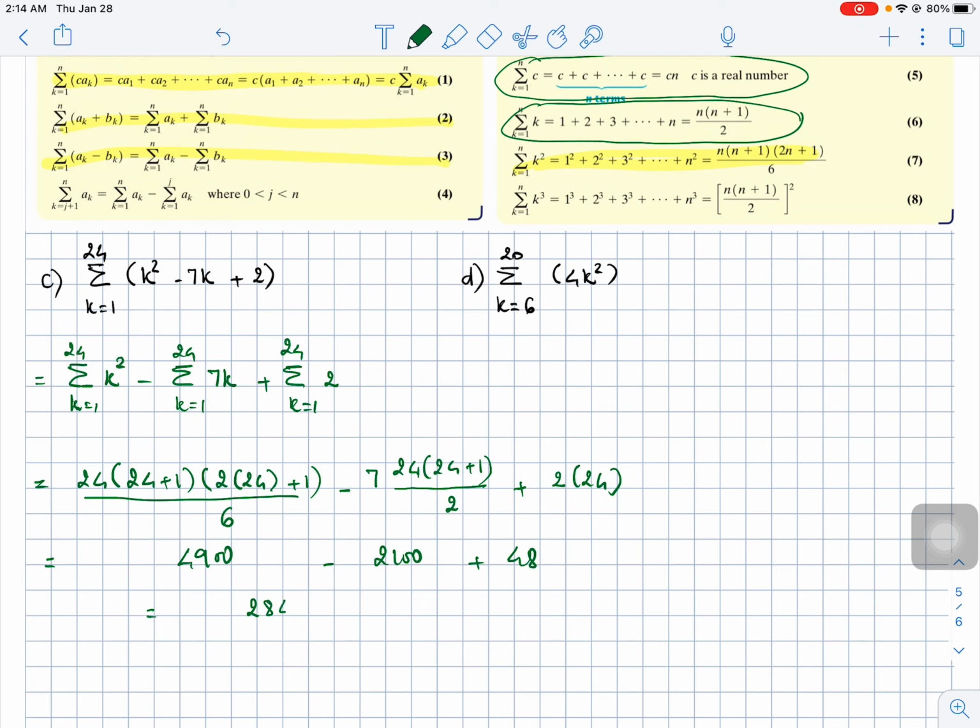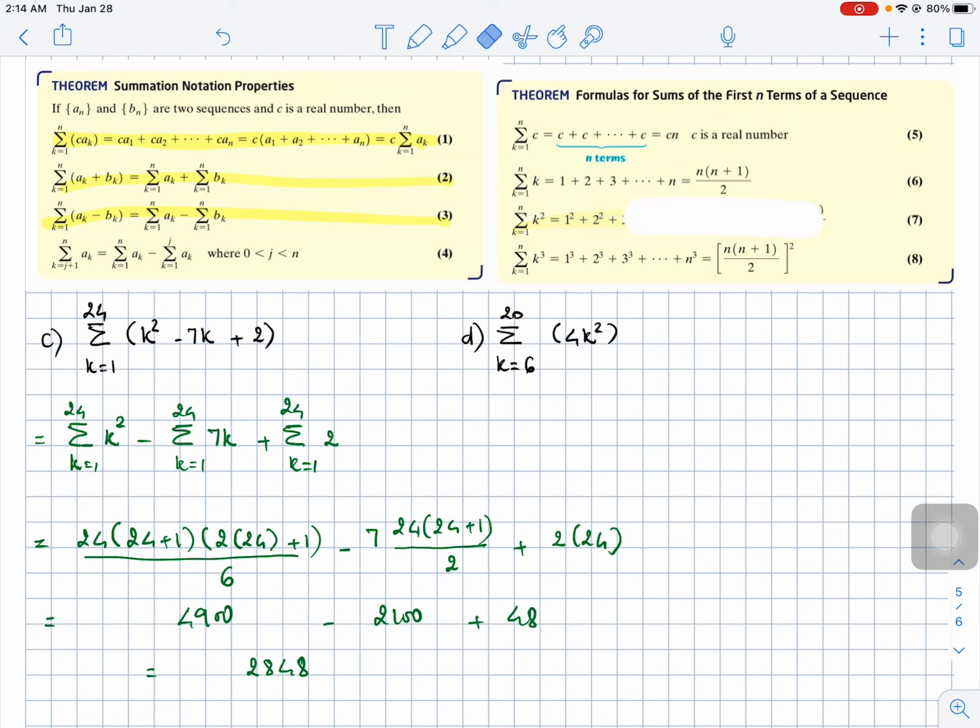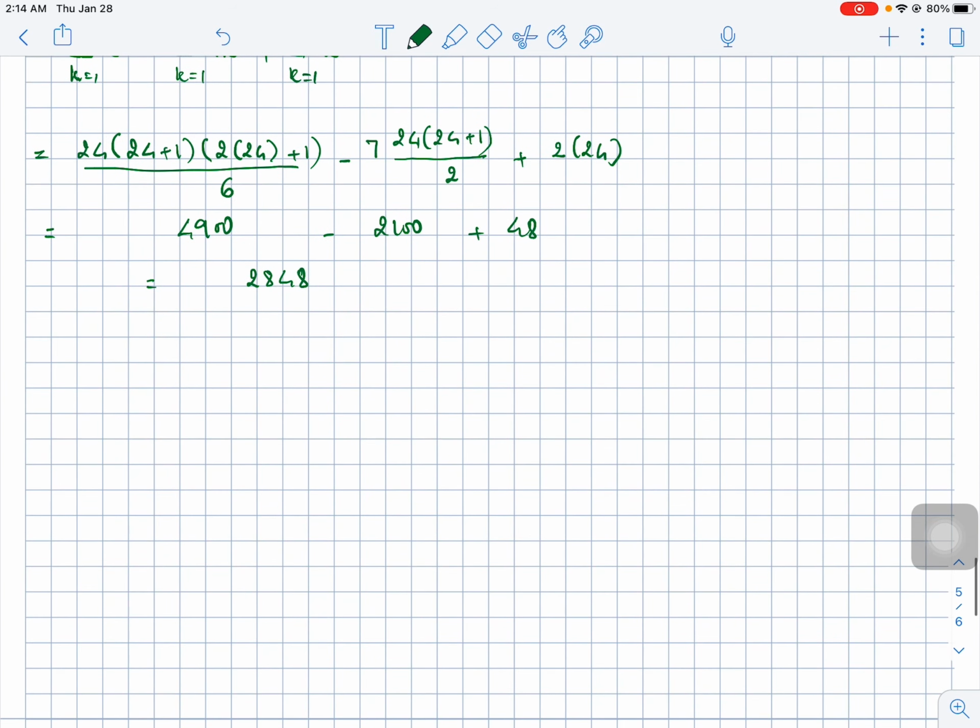In problem D, it's a little complicated. It's because we notice that the k does not begin from 1, the k begins from 6. So let's explain this idea. If we have A1 plus A2 plus A3 plus A4 plus A5 plus A6 plus and so on until, for example, A100, so you have 100 terms added together. So your n is 100. Your k goes from 1 to 100.